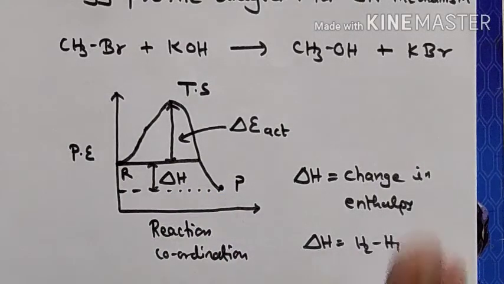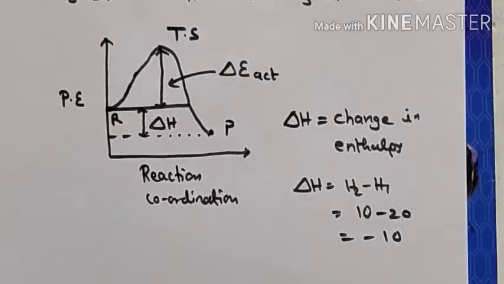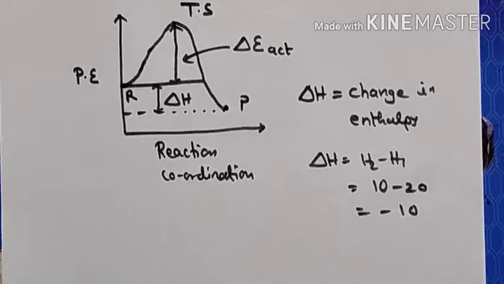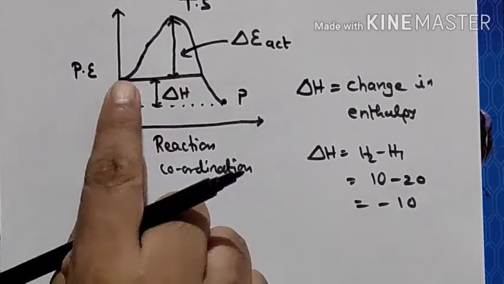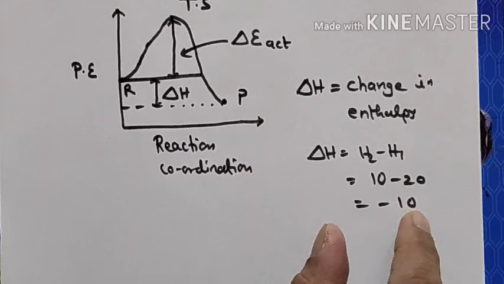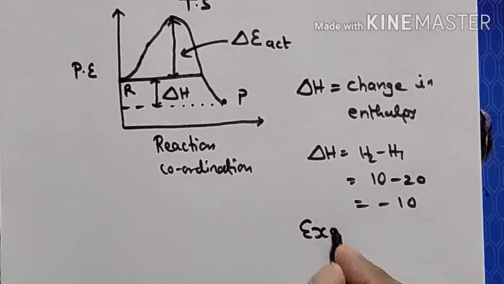Let's assume this final enthalpy is 10 and this is 20, right? So the answer is coming to what? Minus 10. Okay, student, this is not a proper value, I wrote it just to make you understand. That means whenever the product has lesser energy, delta H will be negative, and whenever delta H is negative, the process is what? Exothermic. So this process is exothermic.